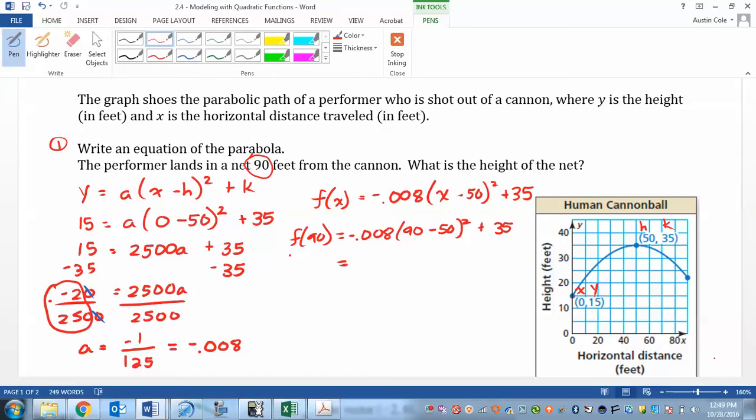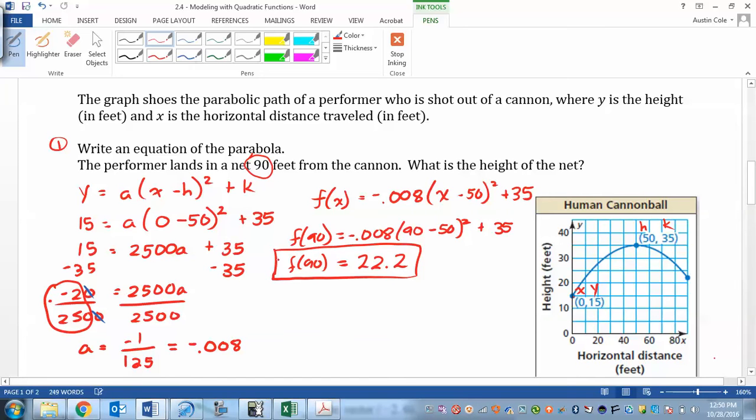And then add 35 to that. So we got 40 here, 40 squared, that's 1,600. 1,600 times negative 0.008, that gave us a number. Add 35 to it, and f of 90 is 22.2. So we were close.